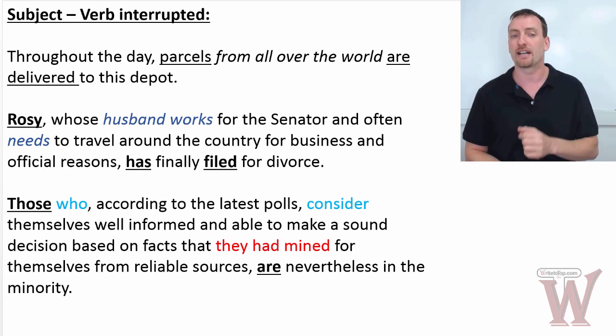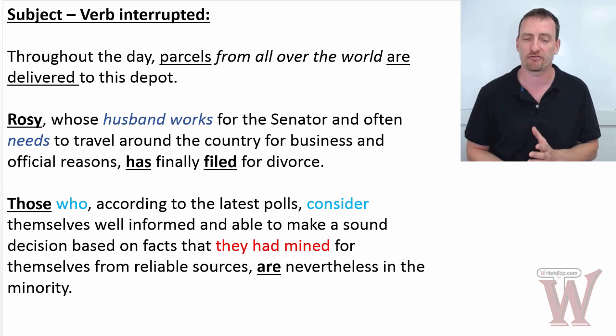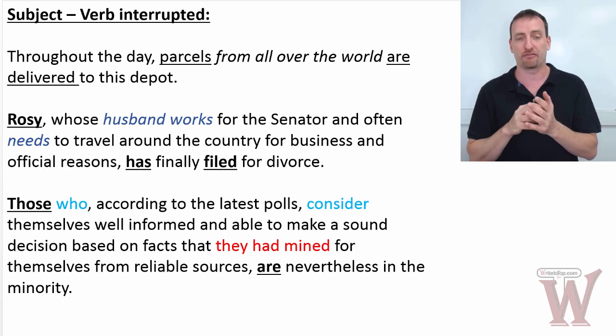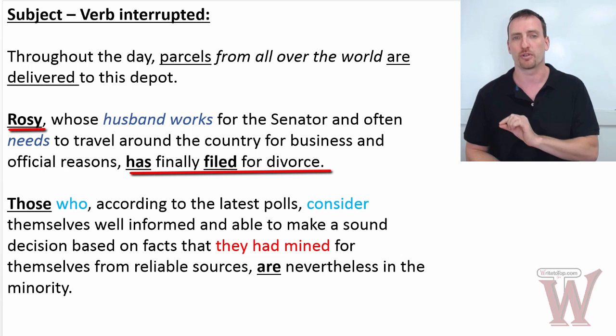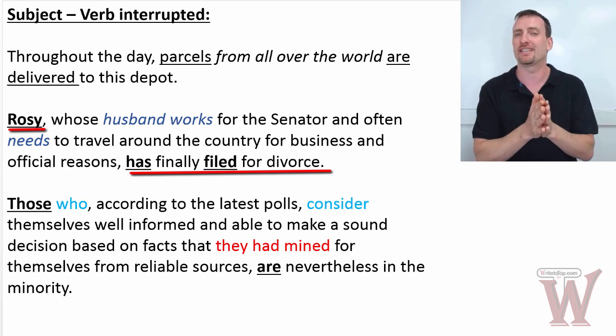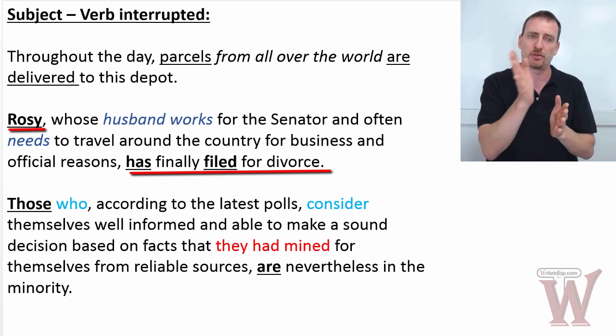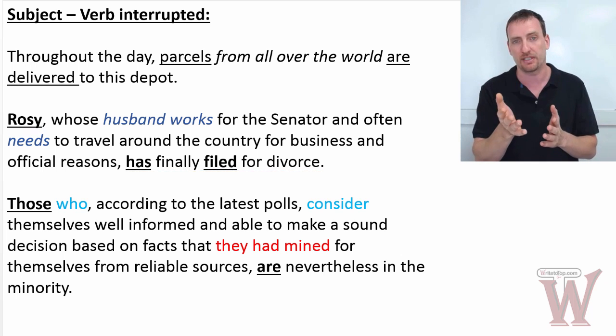Rosie, whose husband works for the senator and often needs to travel around the country for business and official reasons, has finally filed for divorce. Make sure you recognize your independent clause. In this case, the independent clause is Rosie has filed for divorce. What comes between is an adjective clause, tells you some information about Rosie, about her husband.